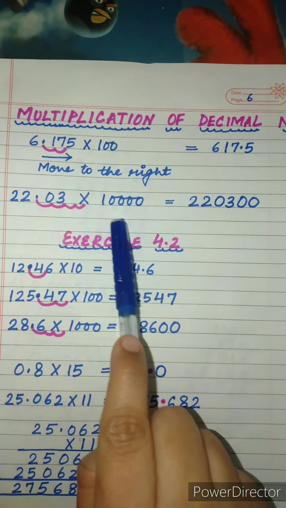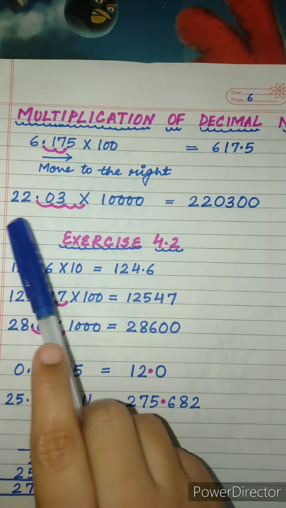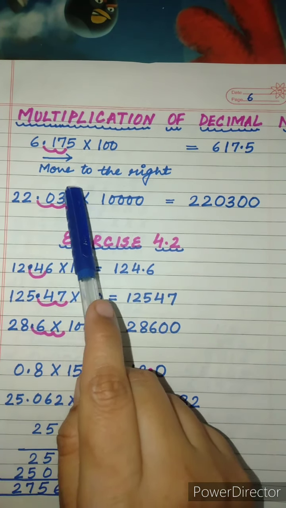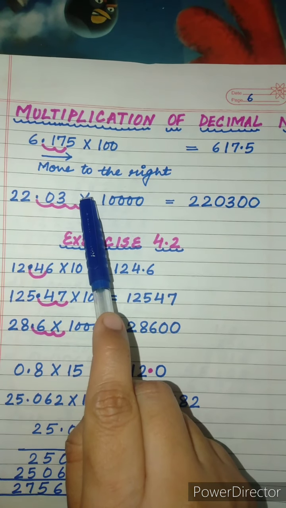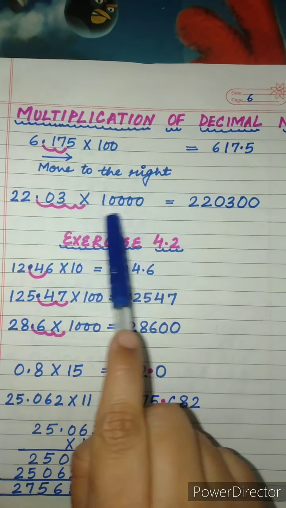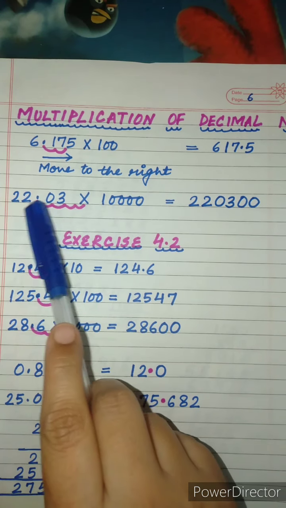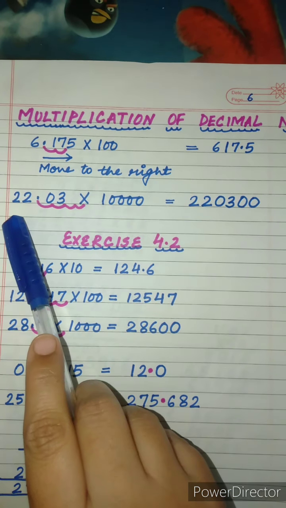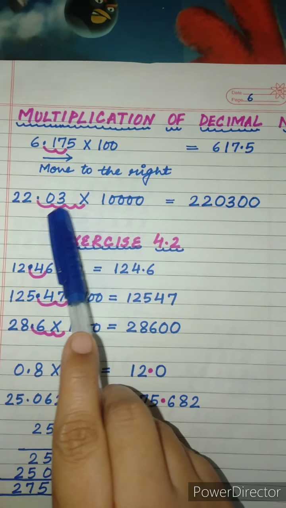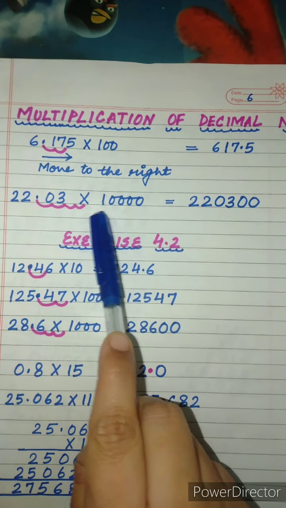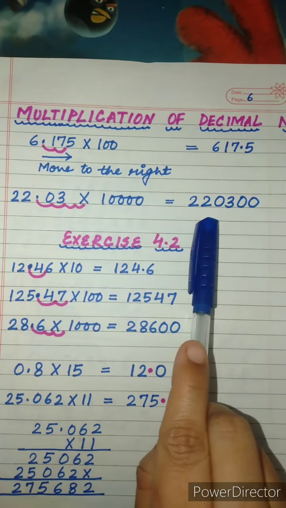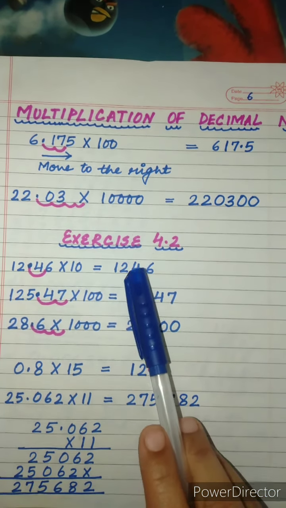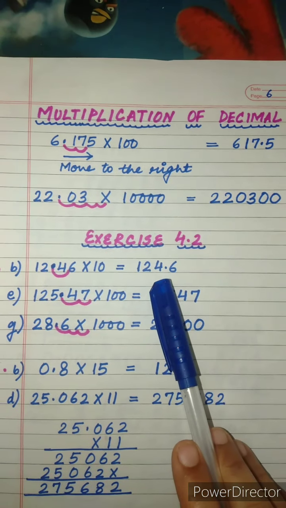Now another one, 22.03 into 10,000. How many zeros do we have here? 4 zeros, but the places after the decimal are only 2. So you are going to put 2 zeros after this, which will make 4 places. So 22.03 into 10,000 will be 220300. Now coming to the exercise, we have question number 1.